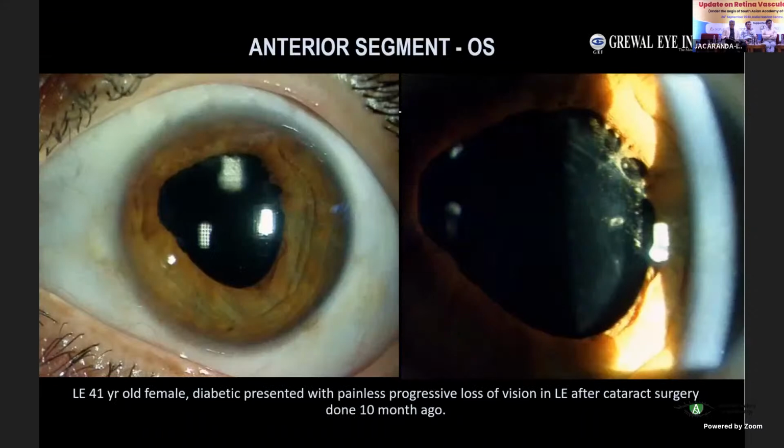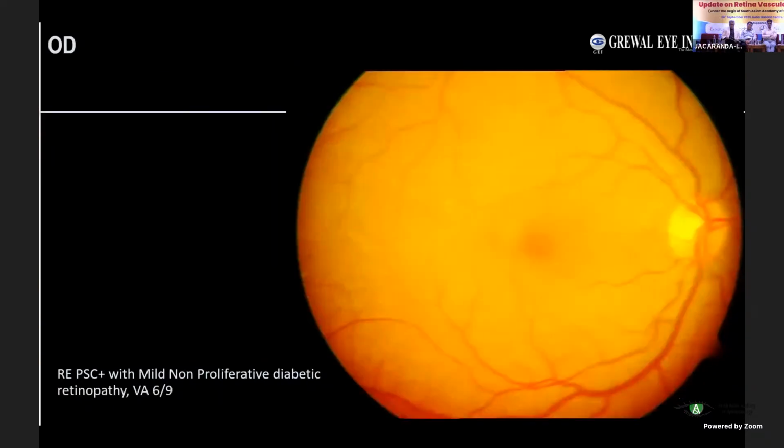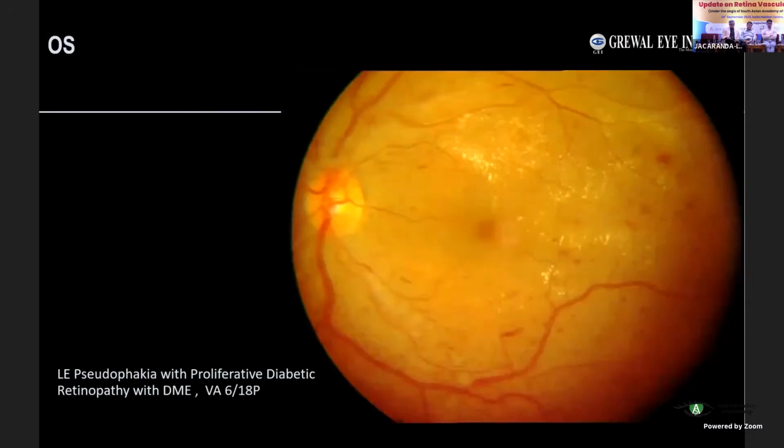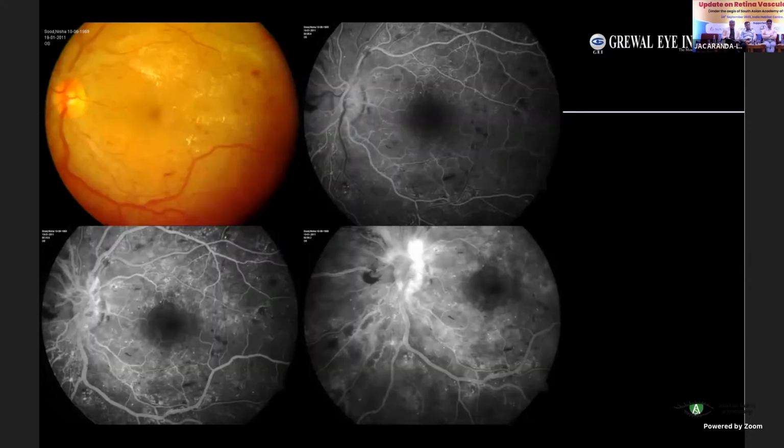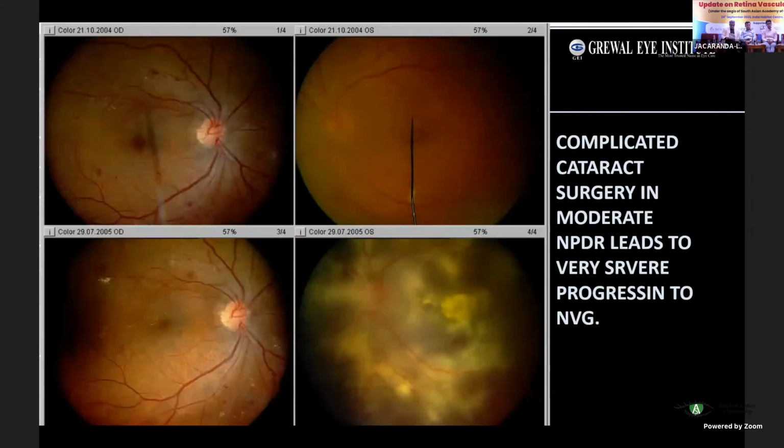I'll show you some examples of my own patients. This lady, 41 years old, you can see telltale evidence of inflammation here. That is what must have happened here. You can see her right eye, mild proliferative diabetic retinopathy, and this is the way it has progressed in the operated eye. The right eye is still showing very mild changes, and what has happened to the left eye is that it has gone on to the proliferative stage, and so many changes have happened. So that is what can happen if there is increased inflammation.